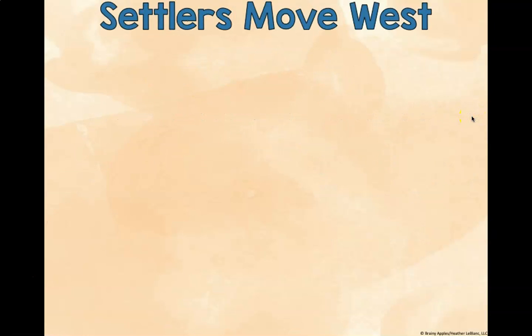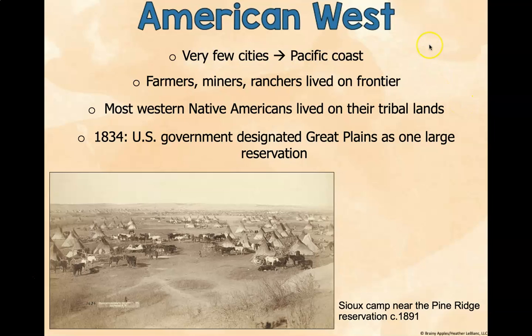All right, so the American West. Very few cities on the American West and the Pacific Coast. There were not a lot of people at that point. It was also kind of known as the Wild West because there was nobody there. There wasn't really a lot of law, as they say. These were mostly made up of farmers, miners, ranchers who lived on the frontier. Most Western Native Americans lived on their tribal lands.